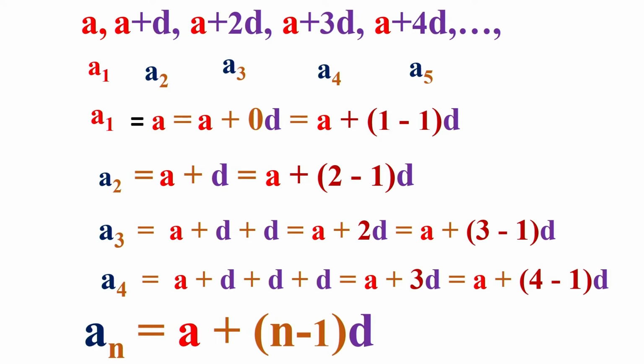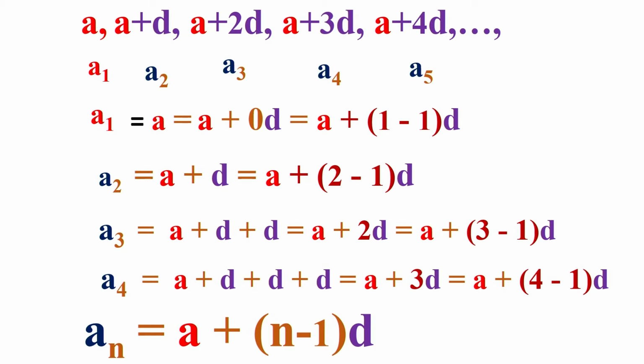How will you write 3? 3 is written as 4 minus 1. Beauty. So, observe that pattern there. It is a plus 1 minus 1 into d, a plus 2 minus 1, a plus 3 minus 1, a plus 4 minus 1, a plus 5 minus 1, a plus 10 minus 1, a plus 100 minus 1.